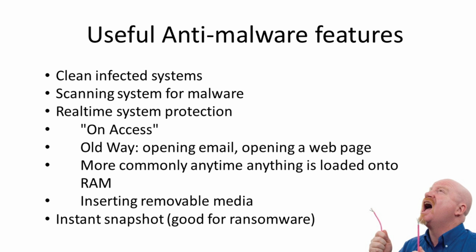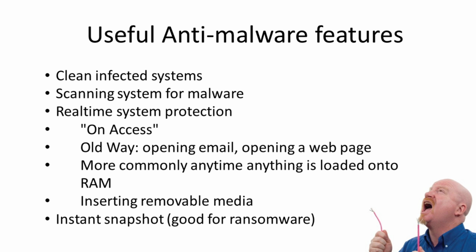Now, a little bit different than that is real-time system protection. Real-time system protection has been around for a long time, but there's a lot of different ways to look at it. For me, the easiest way is to use a term called on access, which I was very glad to see that Wikipedia used too. Anyway, in the old days, if somebody opened an email or opened a web page or started an executable, that's when the anti-malware would kick in.